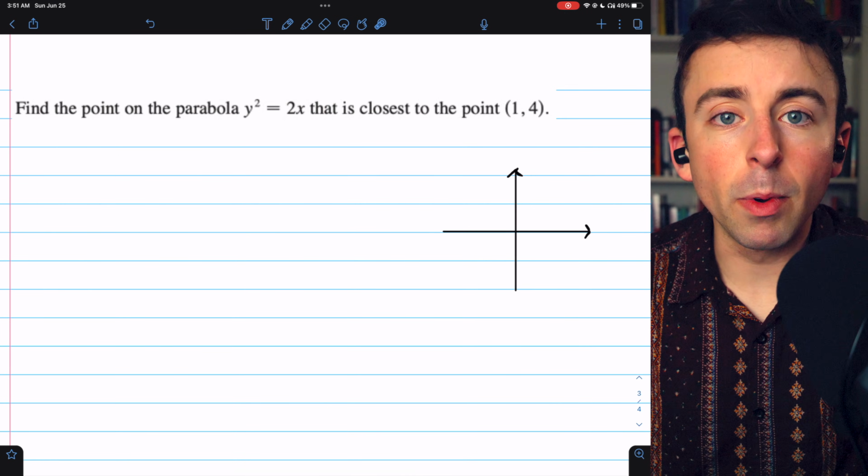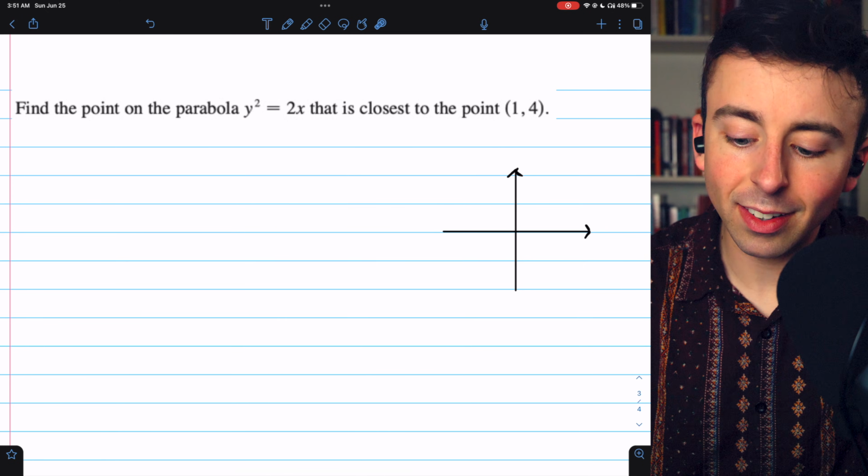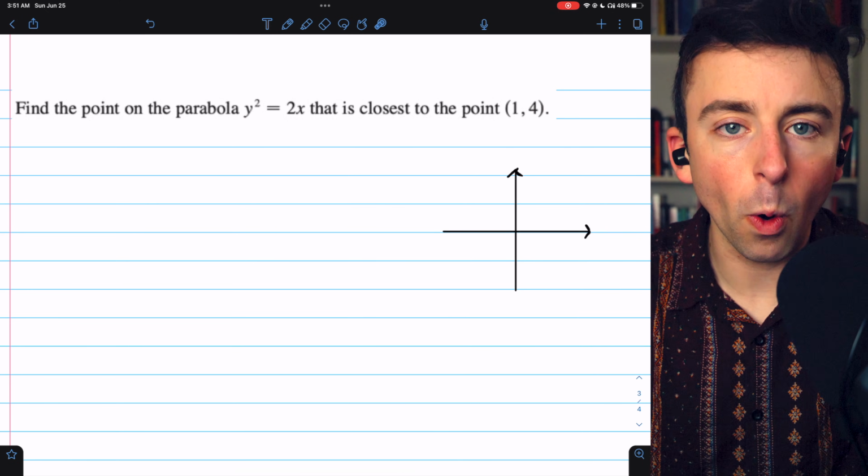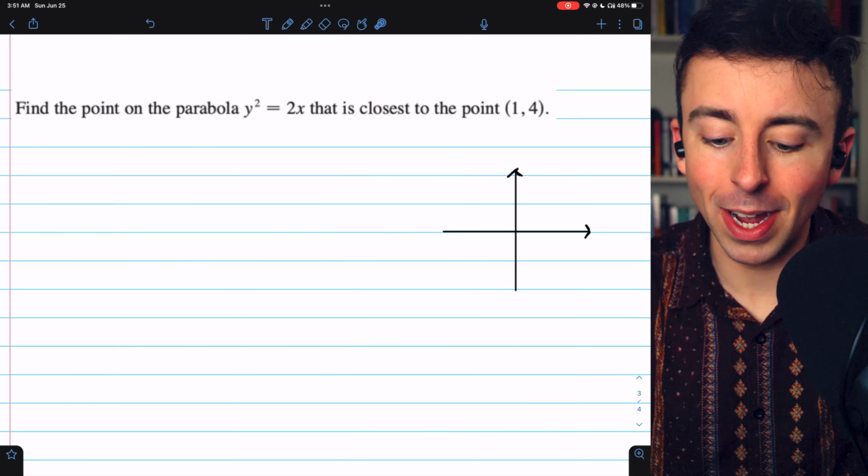Now on to the final and most difficult problem. We want to find the point on the parabola y squared equals 2x that's closest to the point (1, 4). So we're trying to minimize distance. Closest, right? We're minimizing distance.